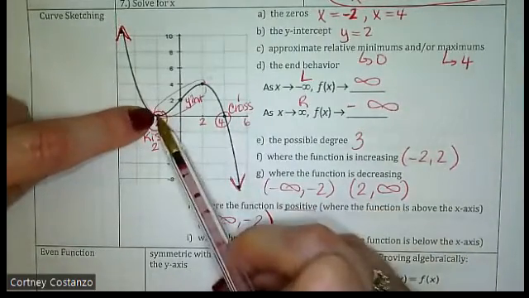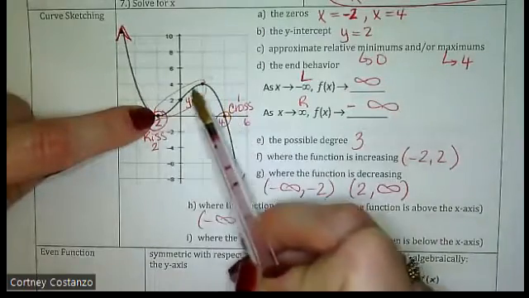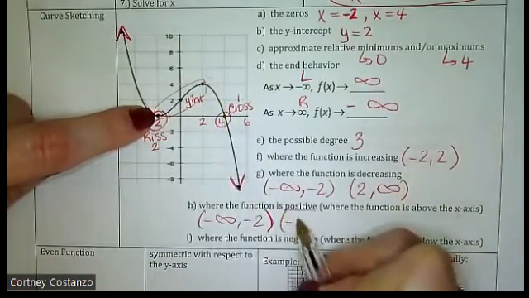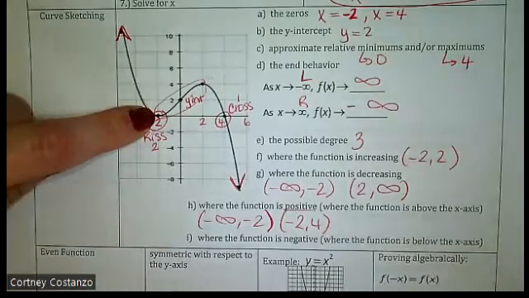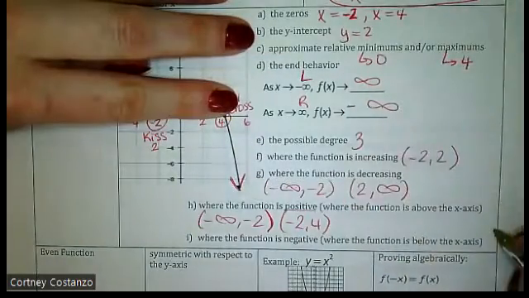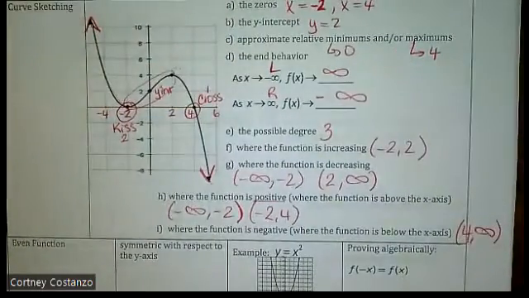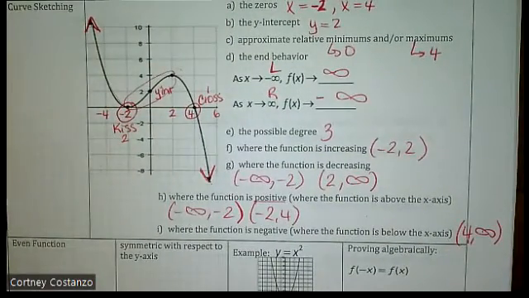Then it starts again at -2 and goes all the way to 4. This whole piece right there is positive. So from -2 to 4, it's positive. The only piece that's negative is from 4 over to positive infinity, that is where it is going to be negative, AKA below the x-axis.